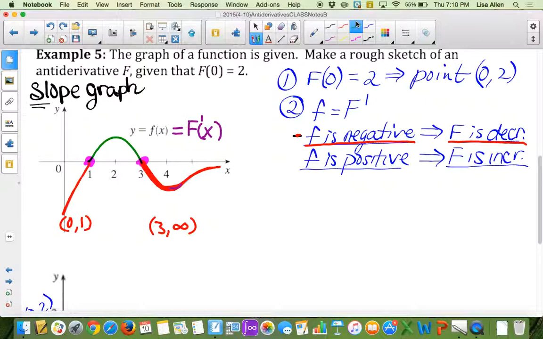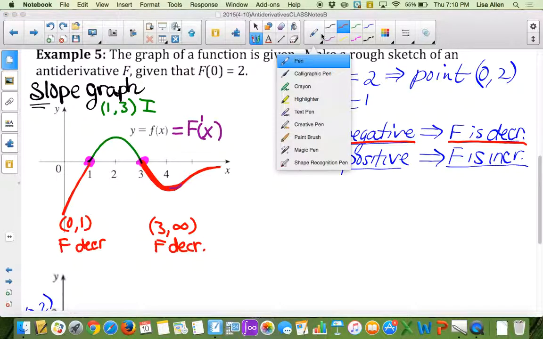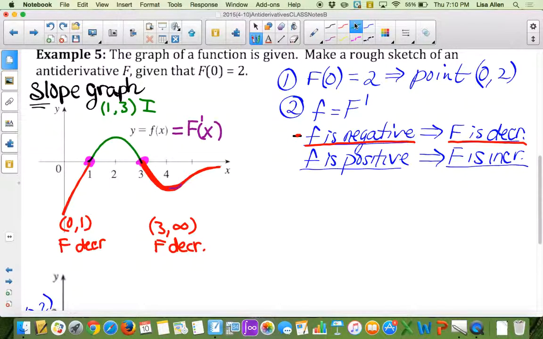However, we're going to look on the top where f is positive. We're going to say, from 1 to 3, it looks like it's increasing. I'm going to put a capital I, and a D by these two just as a reminder: capital F is decreasing, and capital F is decreasing. Remember, before, we took these graphs and we really messed them up. Okay, so it's increasing on this interval, capital F, that is.